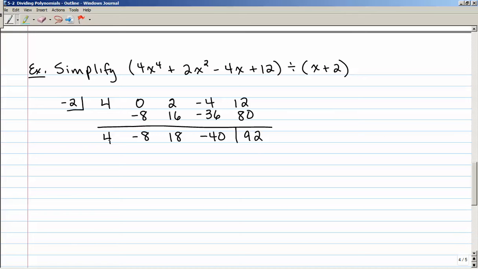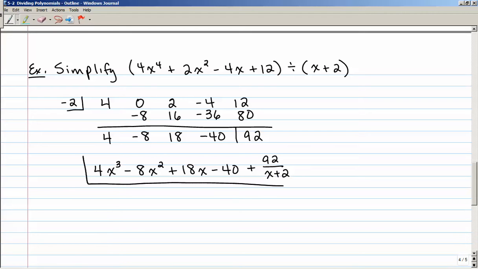So what does this mean? Remember, these here are the coefficients of my x's, and since I started with an x to the 4th and I divided it by an x, my answer is going to start with an x cubed, and the coefficient of that is 4, and then it just works its way down. 4x cubed minus 8x squared plus 18x minus 40, and that's going to give me a positive 92 over x plus 2. And that's my final answer. Synthetic division is a lot easier than doing long division.